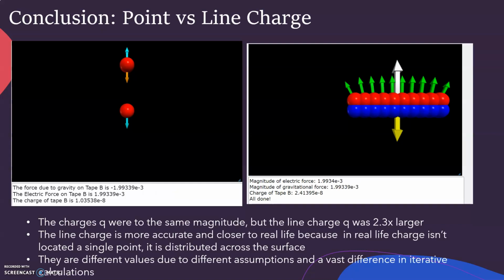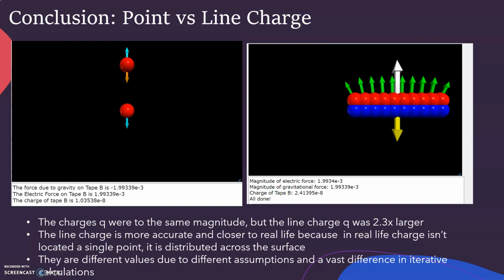And the comparison between the point charge and the line charge is shown here in the models, and the charges Q are close to the same magnitude. They're both times 10 to the negative 8th coulombs, but the line charge Q was 2.3 times larger, and so the line charge is more accurate and closer to real life, because in real life, charge isn't located at a single point. It's distributed across the surface.